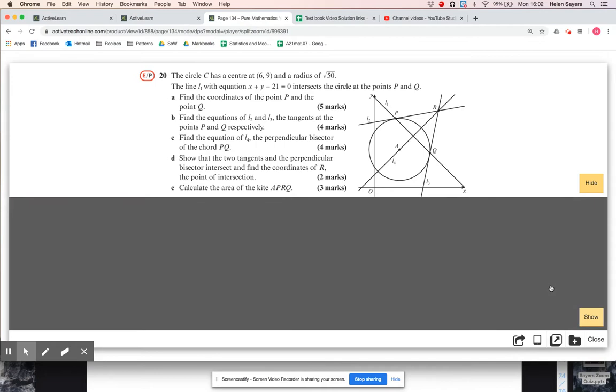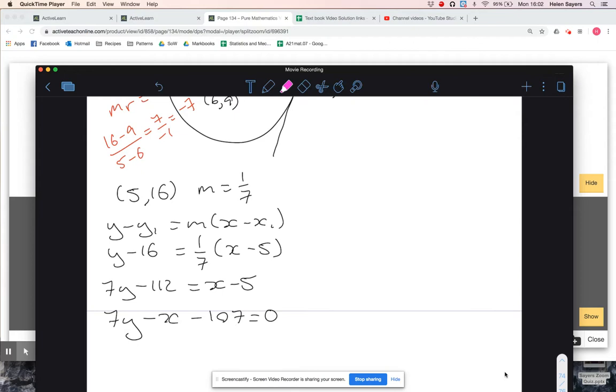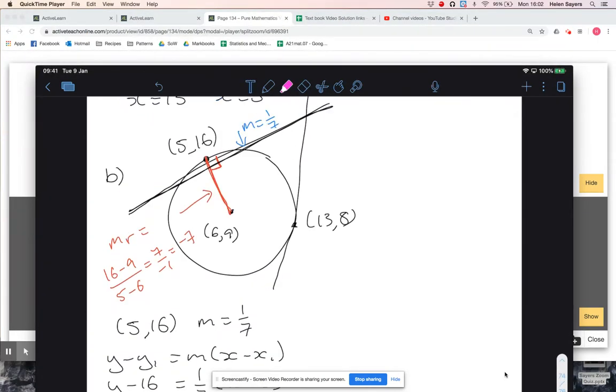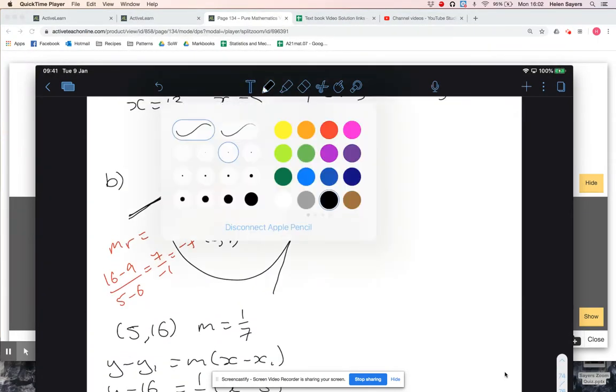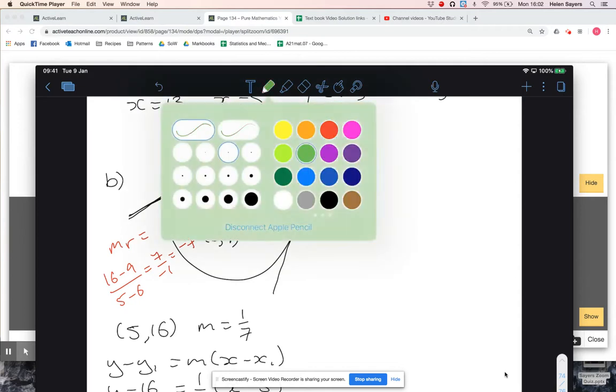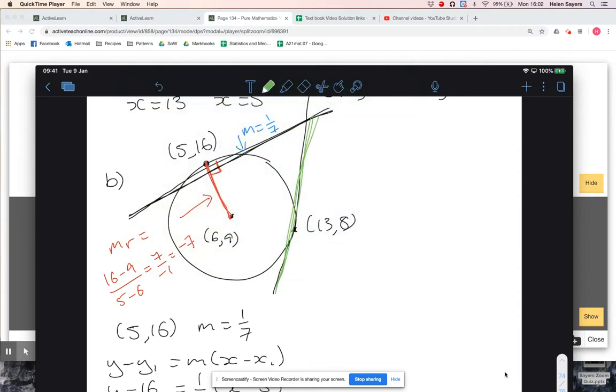Okay, so that's one of my tangents, and then we need, let's use a different colour. We then need this one here. So exactly the same thing. So if I do the gradient of the radius, that's going to be perpendicular. So the gradient of that is going to be change in y, so 9 minus 8, over change in x, so 6 minus 13. So that gradient is 1 over minus 7, so minus a 7th.